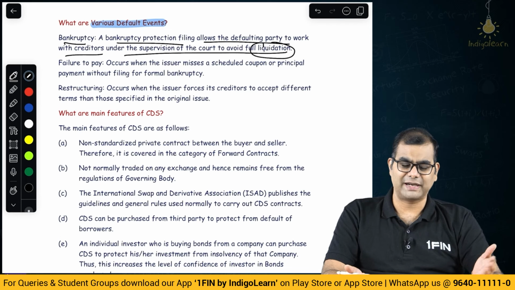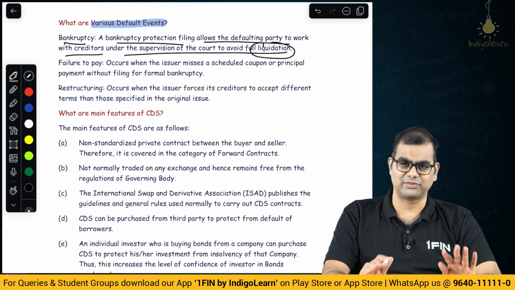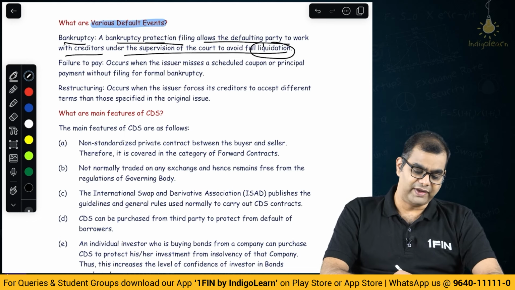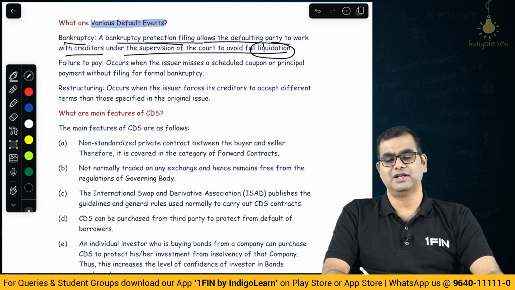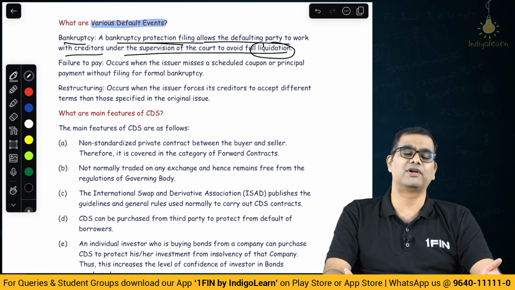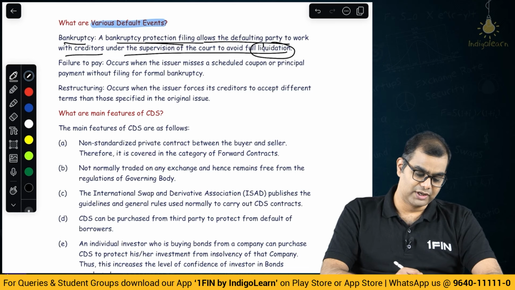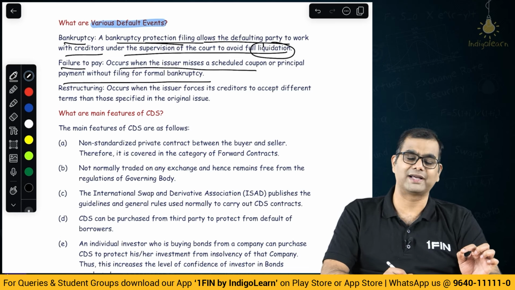We have a liquidation chapter, you would have studied in CA Inter, where there is a reduction in value, a restructuring and all of that, something very similar. Whenever there is any such bankruptcy filing, it is treated as default. A bond is said to have defaulted when there is a bankruptcy filing by the issuer of the bond. That is the first aspect. Failure to pay occurs when the issuer misses a scheduled coupon or principal payment without filing for formal bankruptcy.